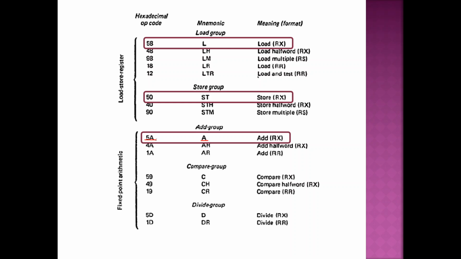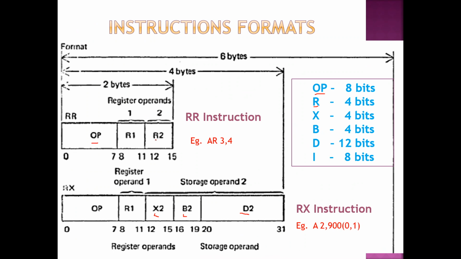How can I represent 5A in 8 bits? The first 4 bits I will use to represent 5, and the second 4 bits I will use to represent A. How can I represent 5 in 4 bits? 0101. What is the value of A? A is equivalent to 10 in decimal, and 10 is 1010. That is how you represent opcodes in 8 bits. So whenever I have OP in my format, it means I'm going to be using 8 bits to store that.